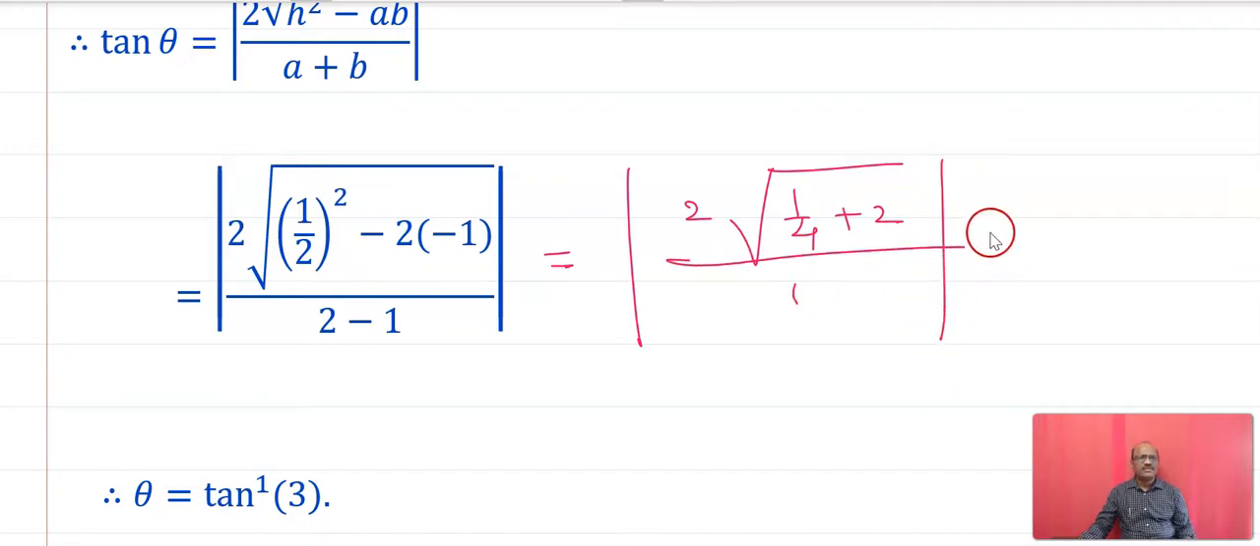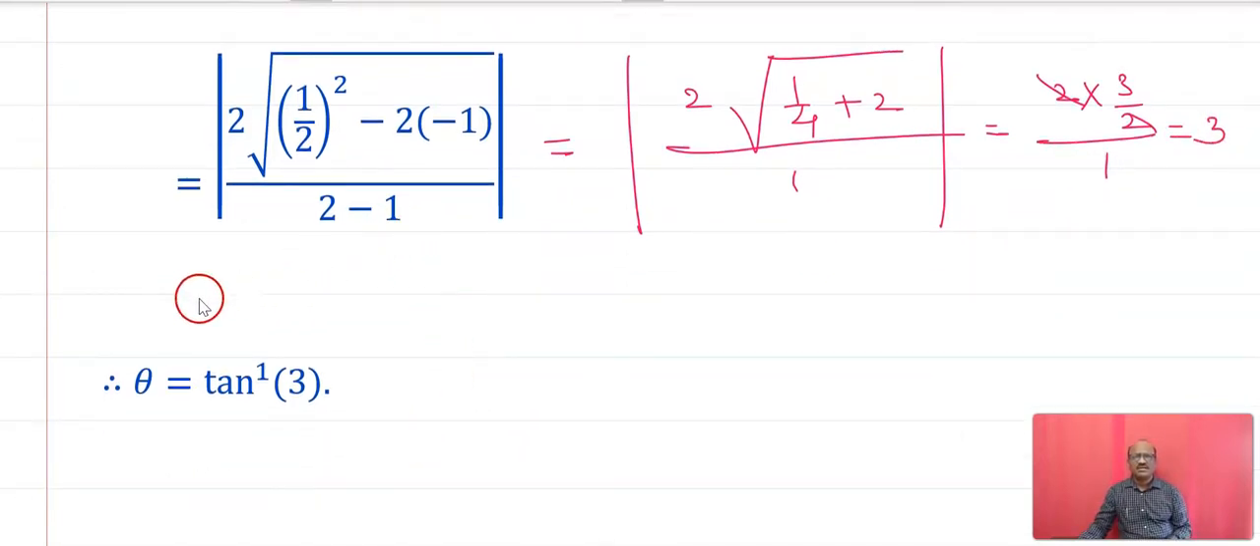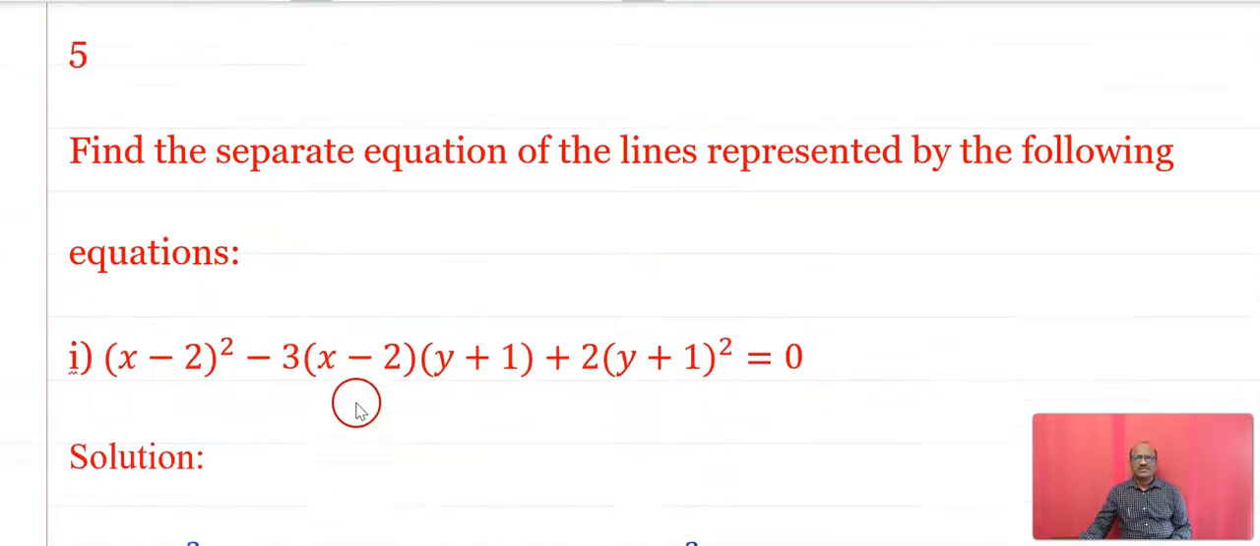And if you simplify this, then what will you get? That is 2√(1/4 + 2) = 2√(9/4), 2 into 2, 8, 8 plus 1, that will get 9. What is the square root of 9? 3, 3 by 2 upon 1, this 2 gets cancelled. Overall you will get here 3. So how much do you get? You get 3. Therefore tan θ = 3, and hence θ = tan⁻¹(3). Okay. Next question.